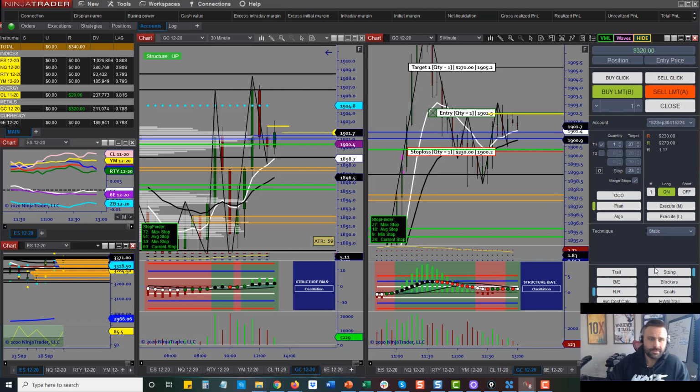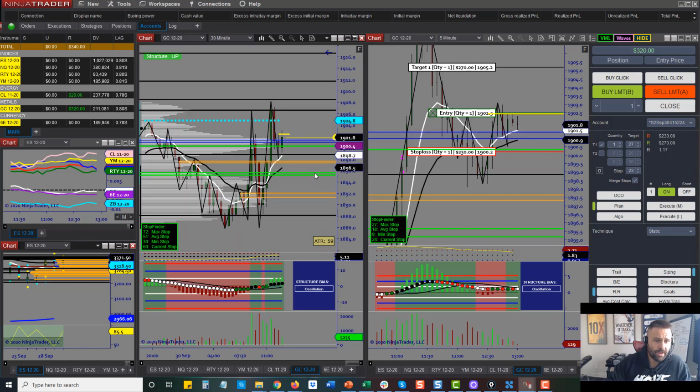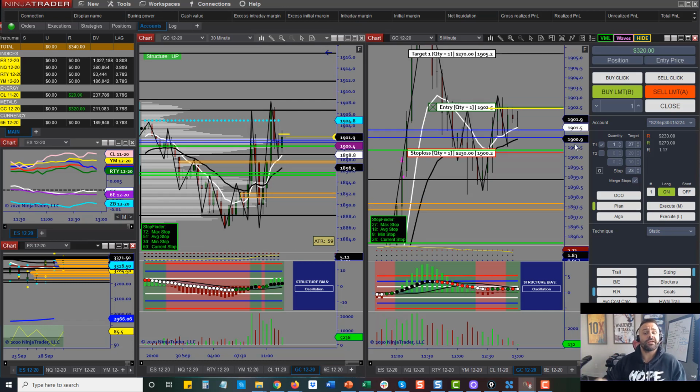It's not too great. But we're riding above this volume here on this 30-minute, and we broke a high on the pullback, which tells me buyers are stepping into this market. It just means we need to wait for them to actually really do it. And the way we do that is on the 5-minute.